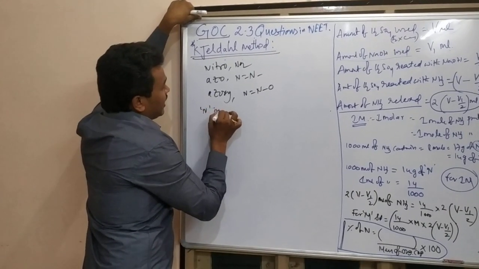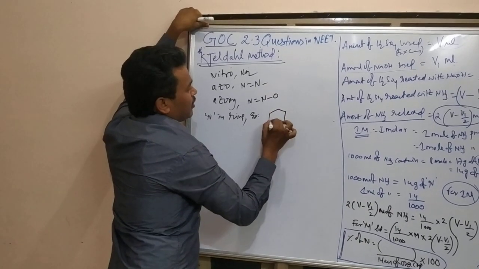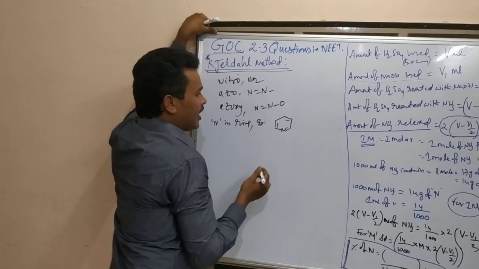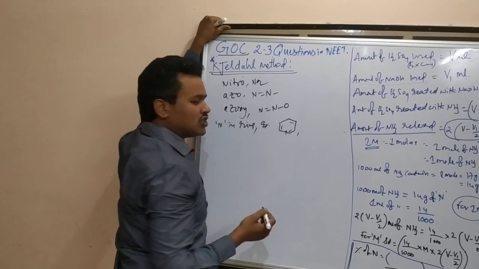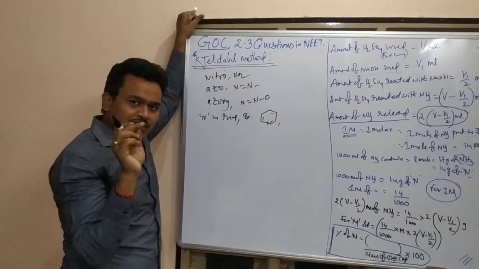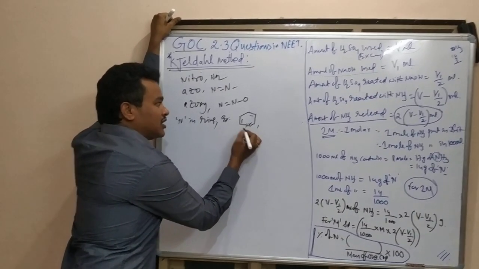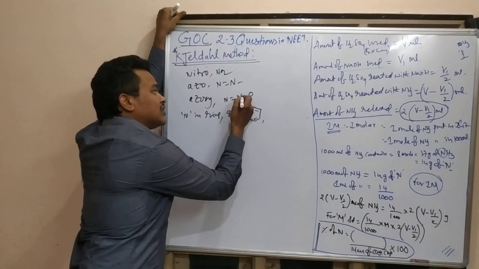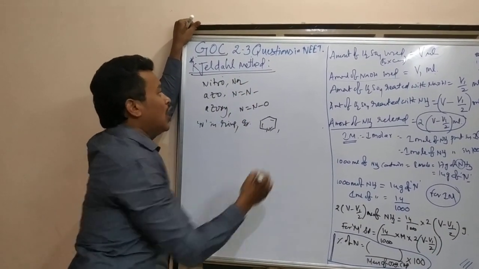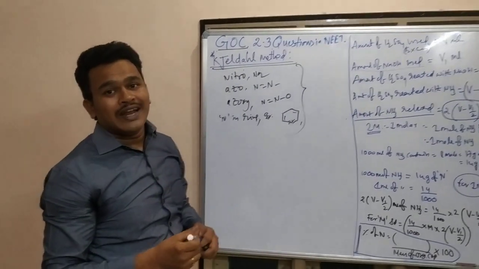And nitrogen present in rings in the compound. For example, in pyridine, pyrrole, this is a pyridine, and pyridine, quinoline, isoquinoline, like that. In any compound, if nitrogen is in the ring like this, we cannot detect the amount of nitrogen by this Kjeldahl method. If an azoxy group is there, we cannot determine. If an azo group is there, we cannot determine. A nitro group, not determined. Why are we not going to determine in these things?